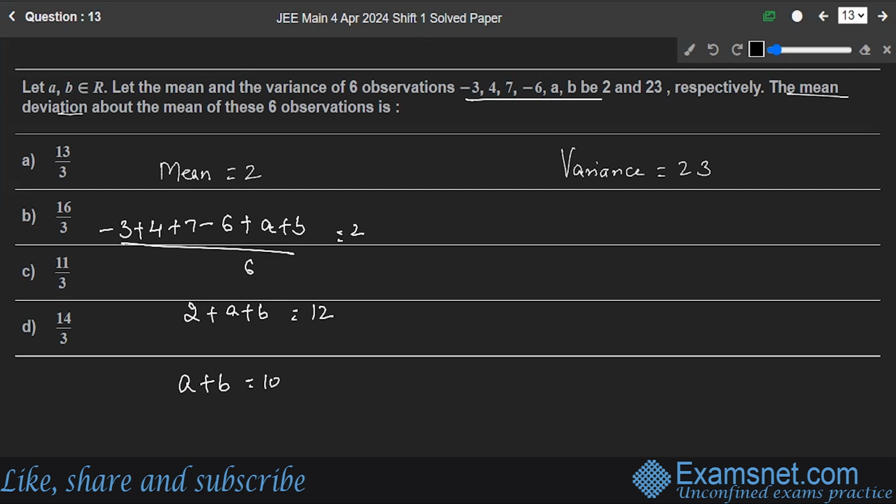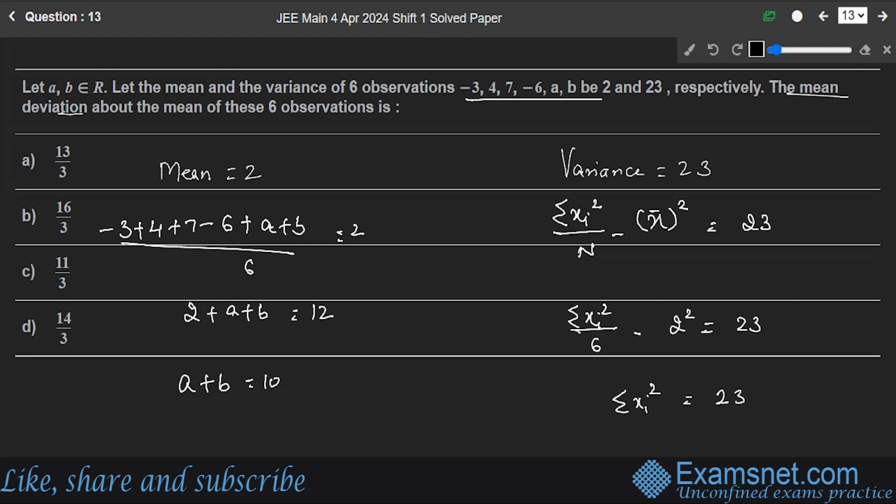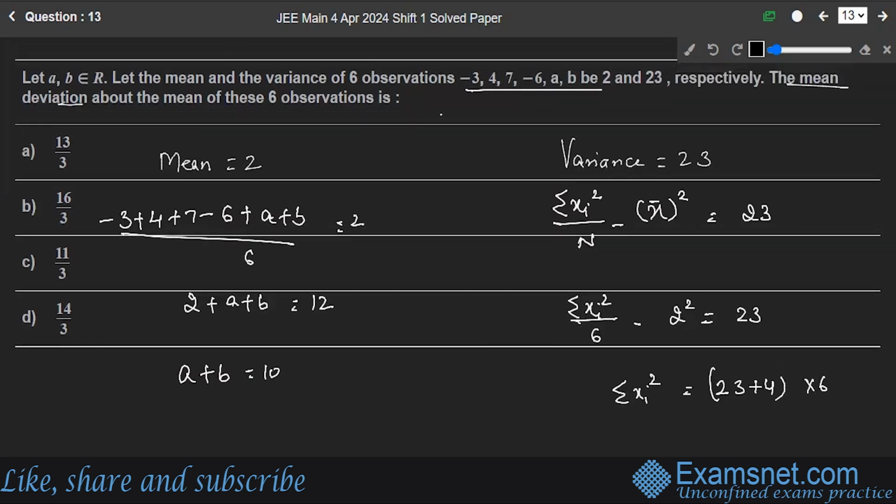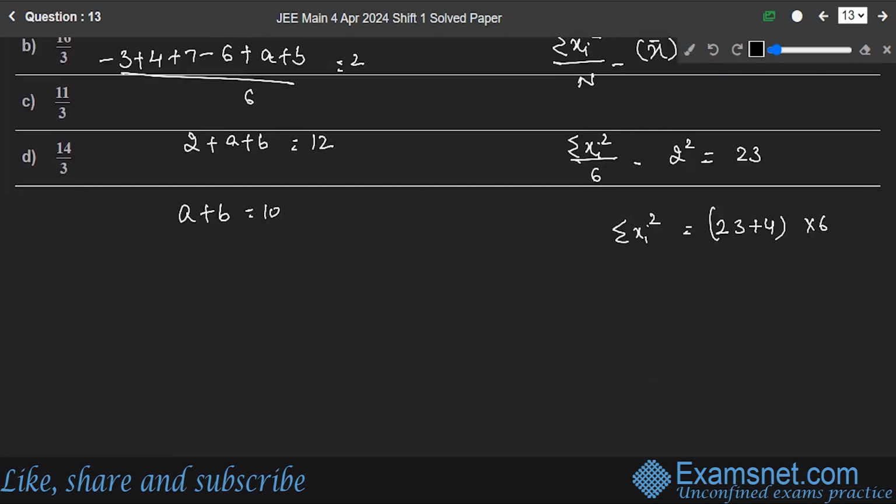Now let's calculate the variance. The variance is given by the formula summation xi square upon n minus the mean whole square. There are actually two formulas. I'll be using the simpler one. This is equal to 23. So summation xi square upon 6 minus 2 square. This gives you summation xi square is equal to this multiplied by 6. And what is summation xi square? This is all the terms square.